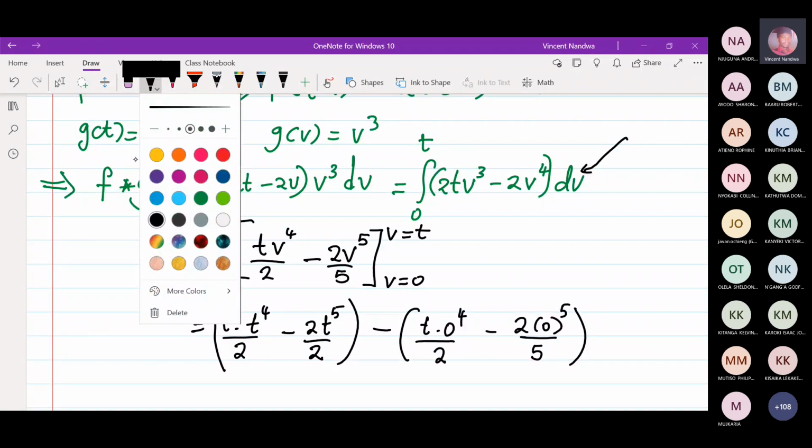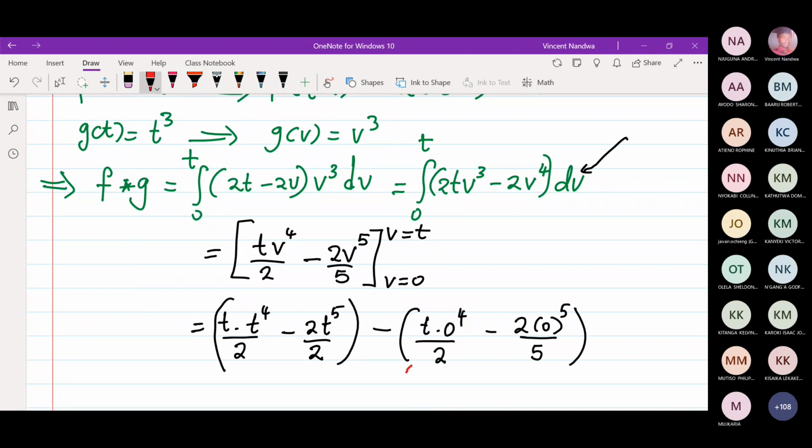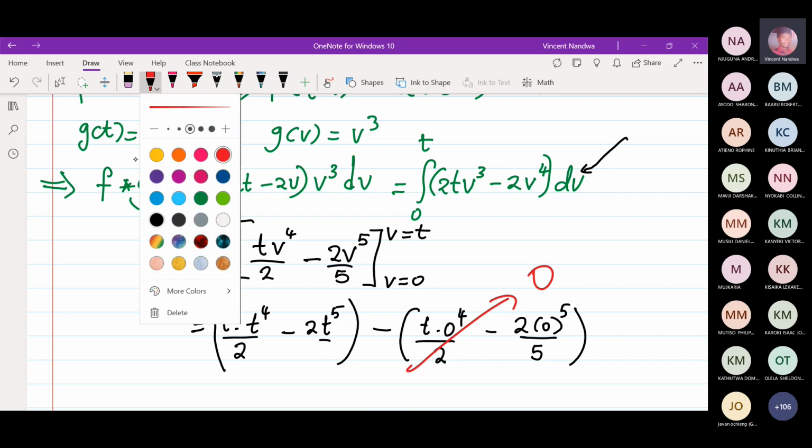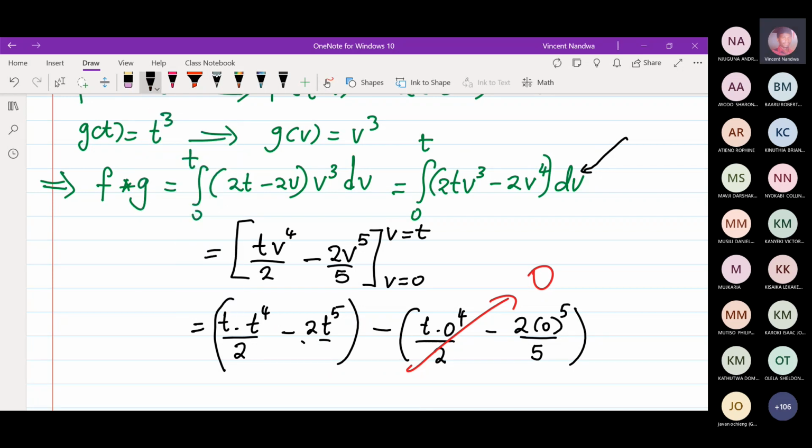So everyone should be able to see that the lower limit will all go to 0. Okay? The second part should be over 5. Yes? The second part, this 5, eh? Yeah, this 5. That was very beautiful. So the denominator there is 5.